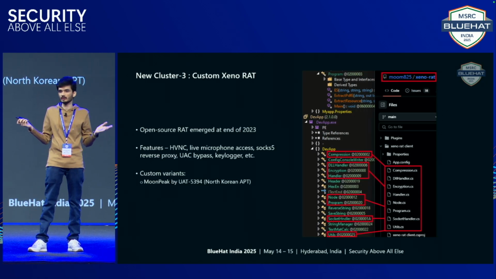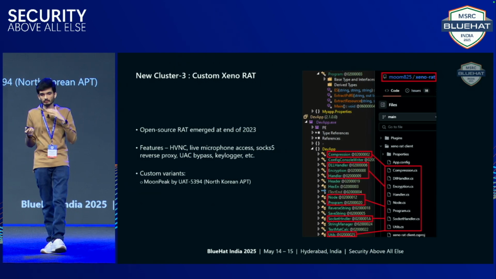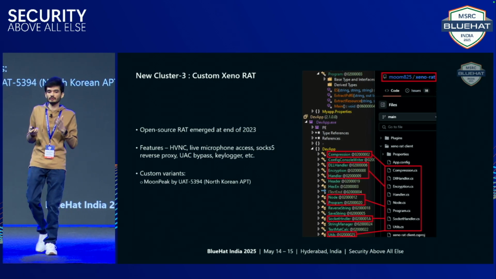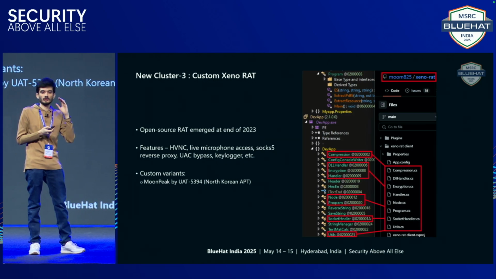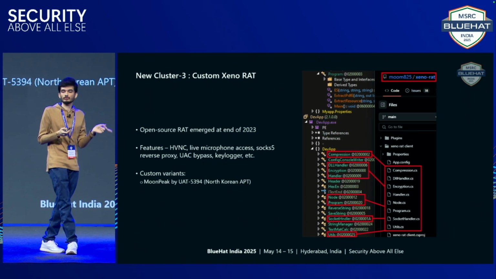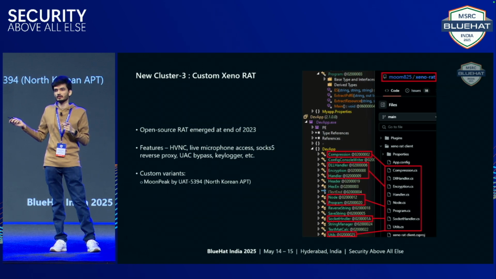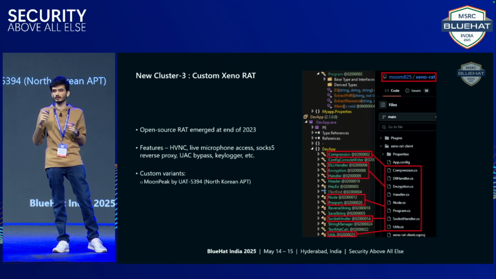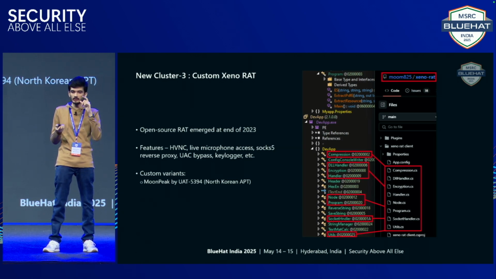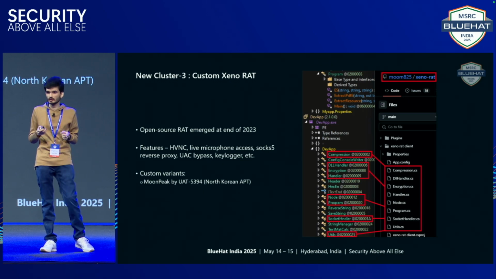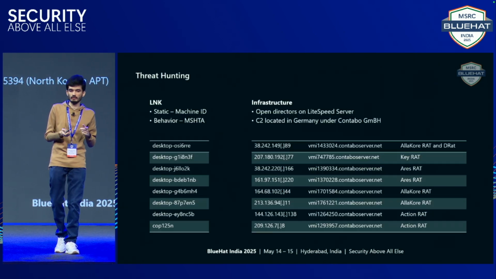then finally maintaining persistence. So custom variants of this Xeno RAT were again observed by Cisco Talos last year, which was named Moonpeak, and it was used by North Korean groups. And if you see the diagram, almost all the functionality is being taken from this Xeno RAT present on GitHub, and it has started to add basic customization for string-based manipulation to evade detections.